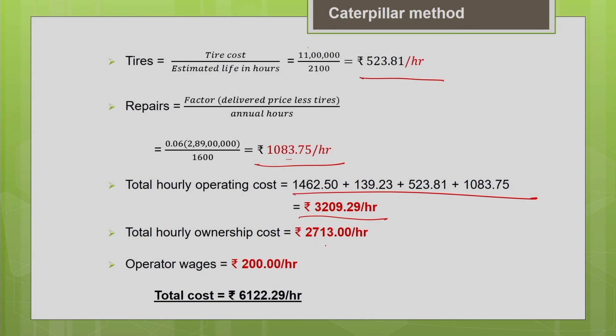So you know the total hourly ownership cost, you know the operator wages, you know the total hourly operating cost. You add all these three and you will get the total equipment cost. So this gives your total equipment cost as rupees 6122.29 per hour.